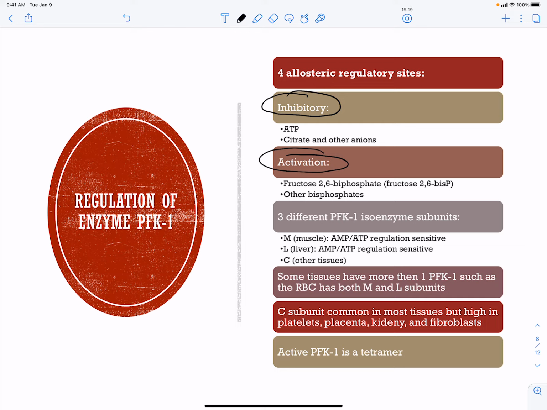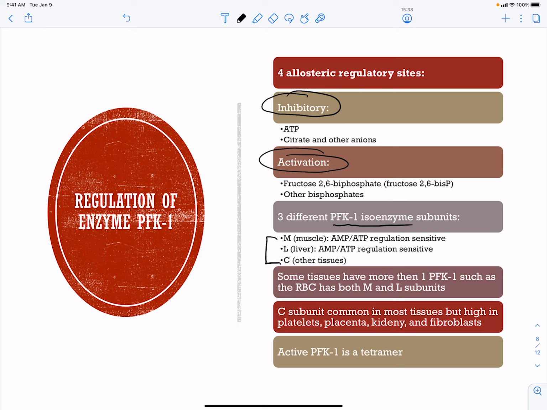Now, for phosphofructokinase 1, it is an isozyme. There are different versions of it. Muscle is going to be very sensitive to AMP and ATP. Liver is also going to be sensitive to AMP and ATP, and the version C is going to be found in other tissues.